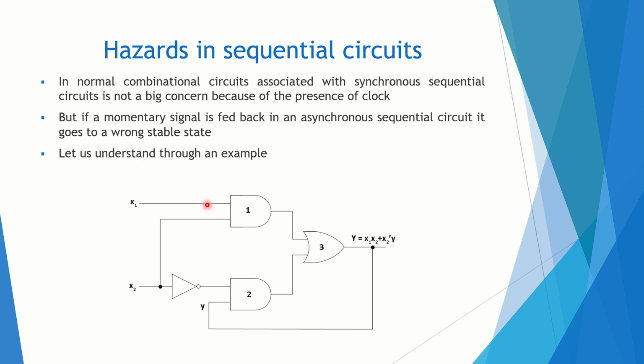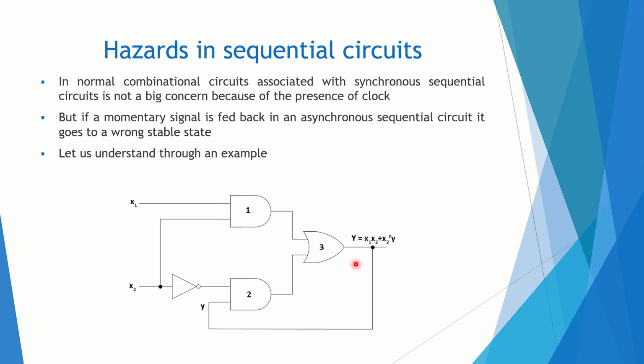Next, hazards in sequential circuits. In a normal combinational circuit associated with a synchronous sequential circuit, it is not a big concern because of the presence of clock. In a synchronous sequential circuit, the output value changes only at the transition of the clock, and at that time there is a low probability that any of the inputs change. So this will not be much of a concern. But if a momentary signal is fed back in an asynchronous sequential circuit, it may go to a wrong stable state. Let us understand through an example.